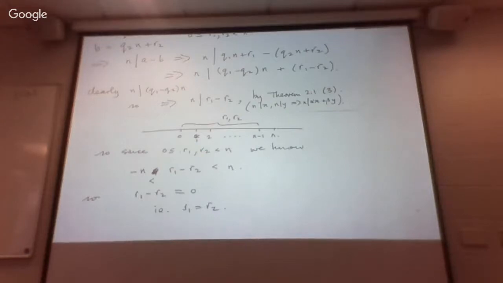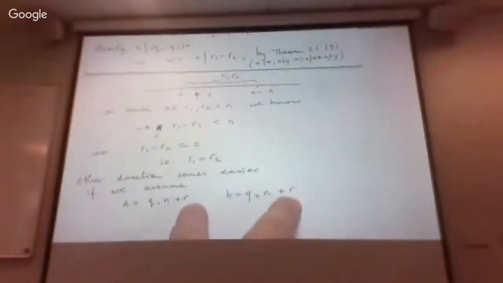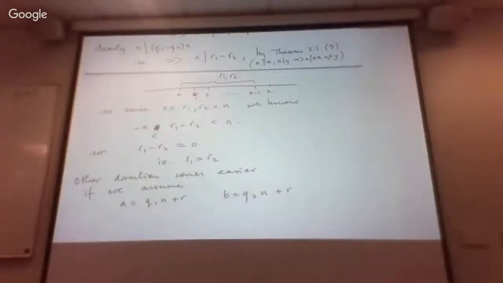Okay, there's the other direction left to prove as well. The other direction, I think, is easier. The other direction becomes easier if we assume that when you divide them by n, they leave the same remainder. So we've got some remainder r. There's no subscript 1 and 2 now. We're just assuming it's the same remainder. It's the same number here.